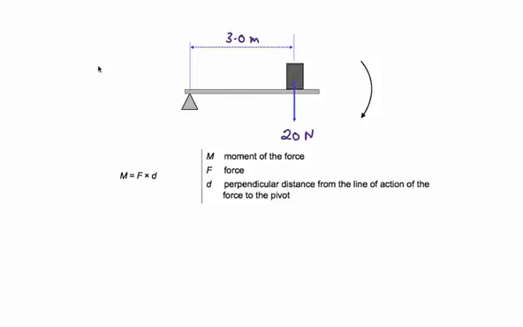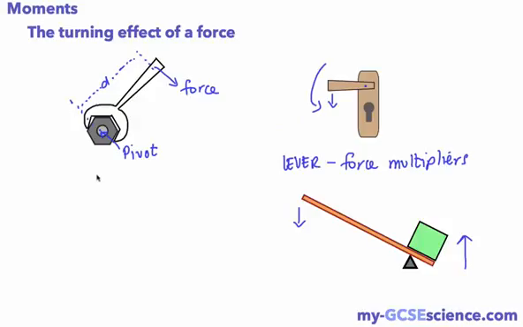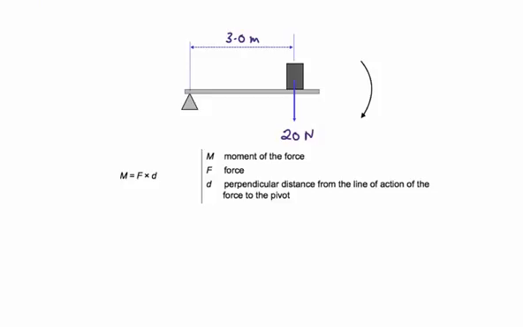It has to be perpendicular, so what that means is if you have an example like this, the distance isn't actually from the pivot to the force in this direction, it's in the direction with the line of force and perpendicular to the pivot, so it would be in this direction here. So if we know the data that we have here, we can work out the moment, and the moment is simply force times distance, and the force here is 20 newtons, times the distance, which is here, and the answer is 60.